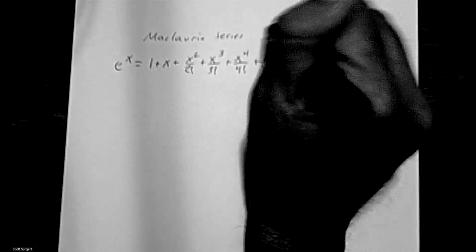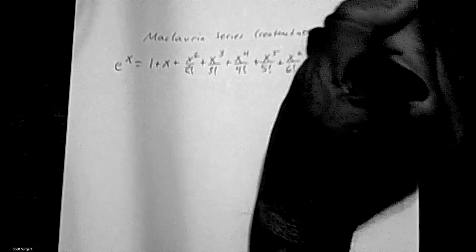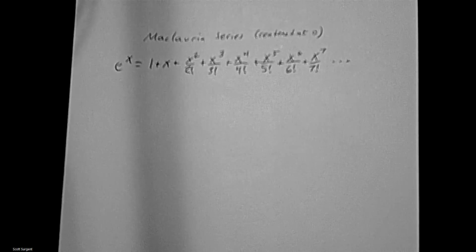Maclaurin series and Taylor series are the same thing. Maclaurins are centered at 0. Taylors are just centered pretty much wherever you want them to be. You want to know the e^x one.